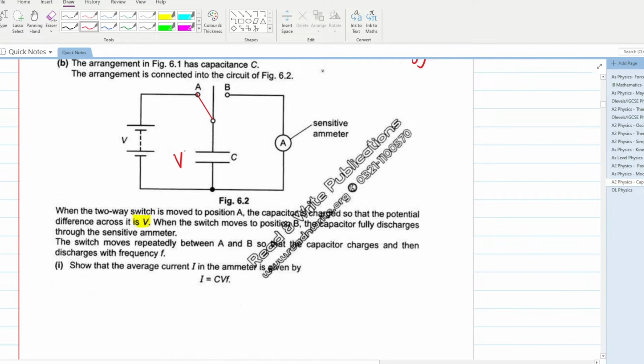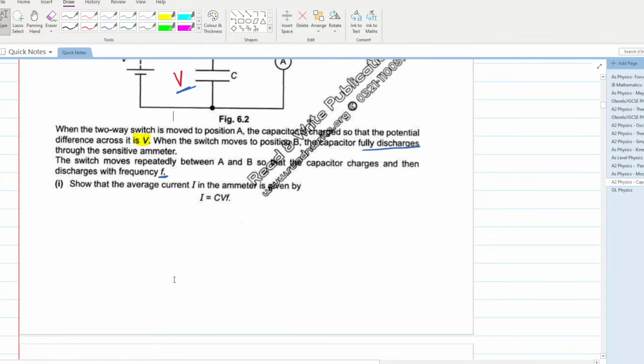Okay. When the switch is moved to position B, something like this. ठीक है, तो the capacitor fully discharges. When you move the switch to B, the capacitor fully discharges. When you move it to A, the capacitor charges with a voltage of V. Okay, the switch moves repeatedly between A and B, so that the capacitor charges and discharges with a frequency of this. Okay, show that the average current in the ammeter is given by this value.